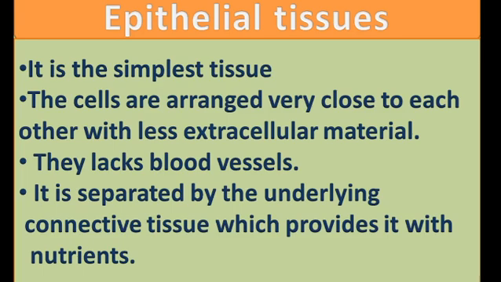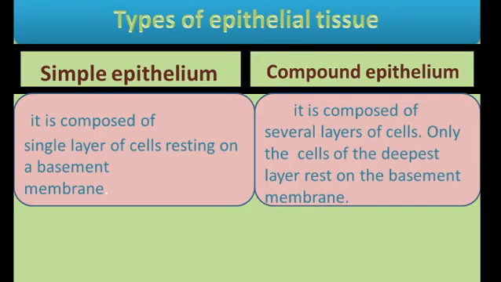Okay, there are two types of epithelial tissues, that is simple epithelium and compound epithelium. Simple epithelium is composed of a single layer of cells resting on a basement membrane. So for example, we'll take a floor. The floor is the basement membrane. When we spread a single bed sheet, that is called a simple epithelium.